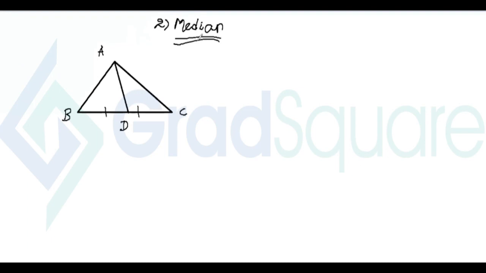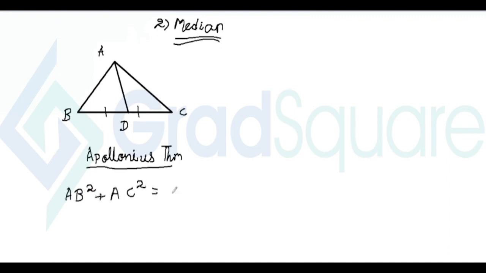The second thing, which most people forget as soon as it comes to a question of medians, is that whenever there is a median inside a triangle, you can apply one very famous theorem, which is called the Apollonius theorem. And what does the Apollonius theorem state? If this is a triangle and AD is a median, then the Apollonius theorem states that AB square plus AC square is equal to 2 into BD square plus AD square, where AD is a median of triangle ABC.